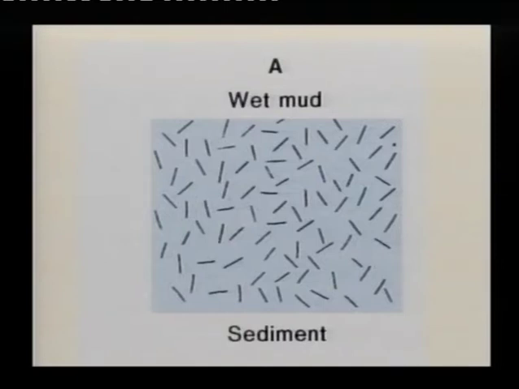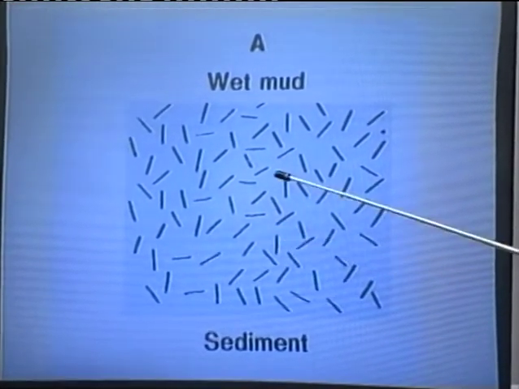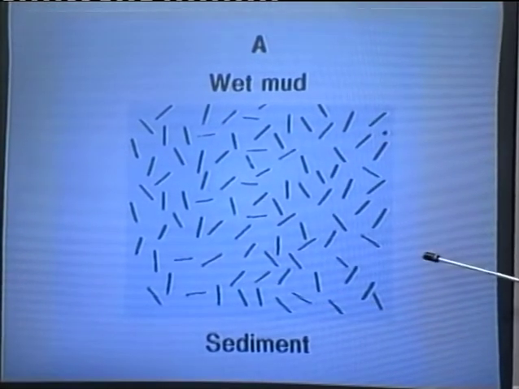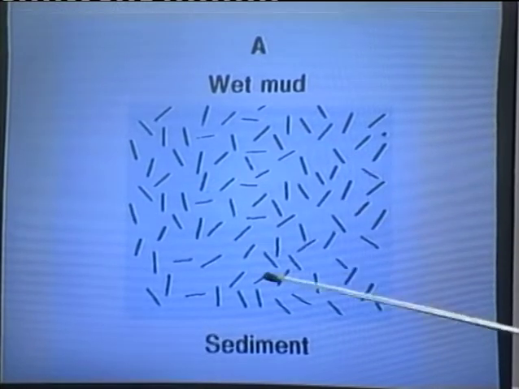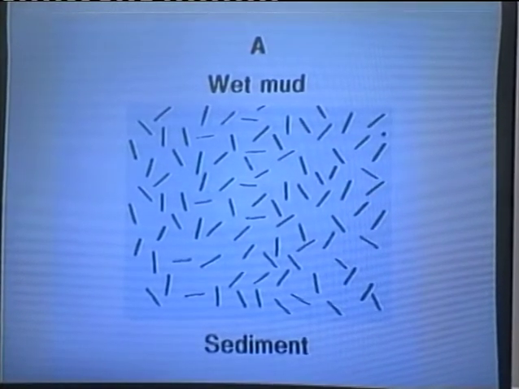The lines here, or the black color here, represent the random orientation or arrangement of particles within the environment of a wet mud. So we're looking at silt and clay particles or sediments here. This is how they're actually arranged. Stage 1, deposition.